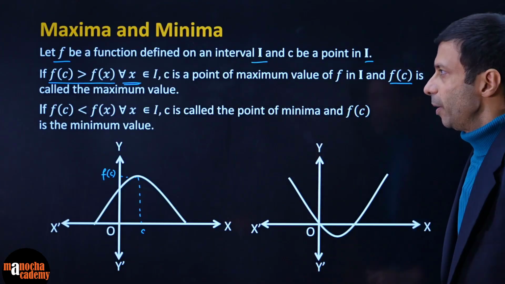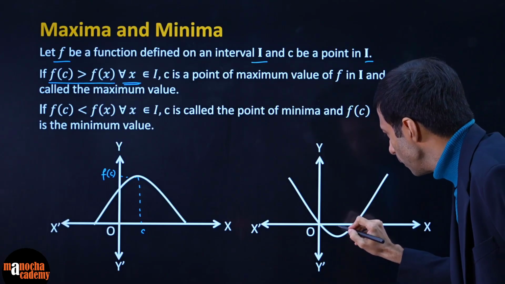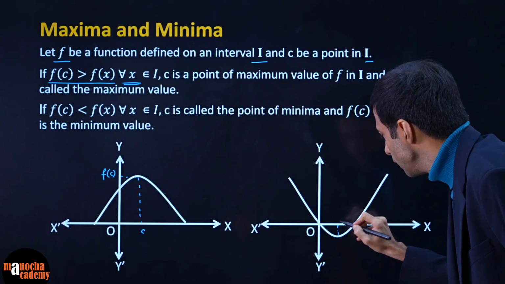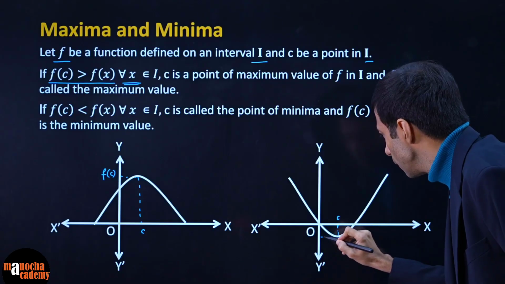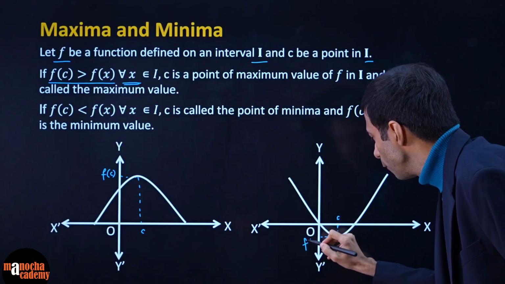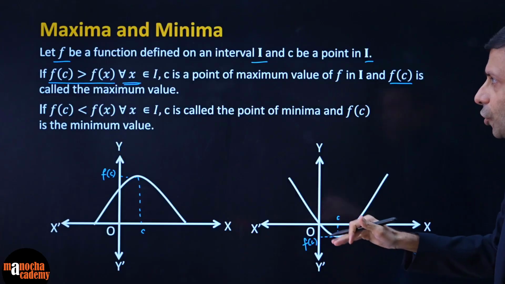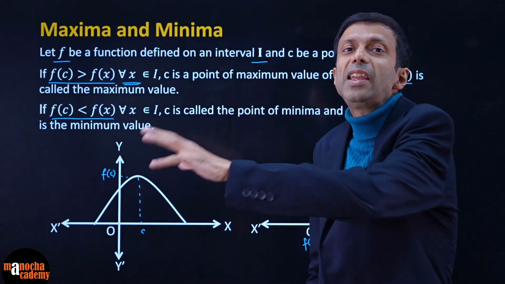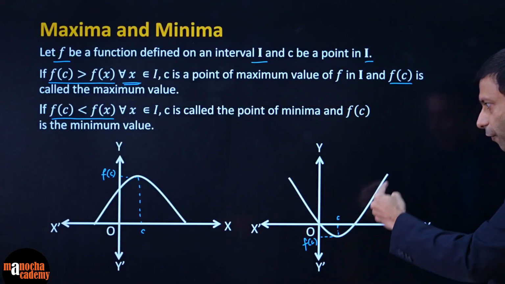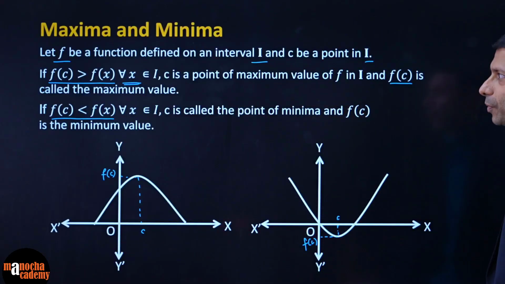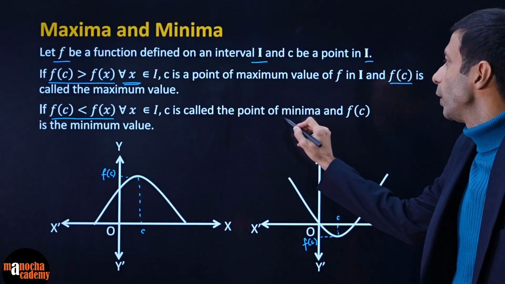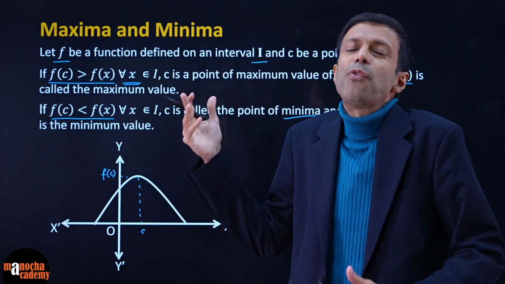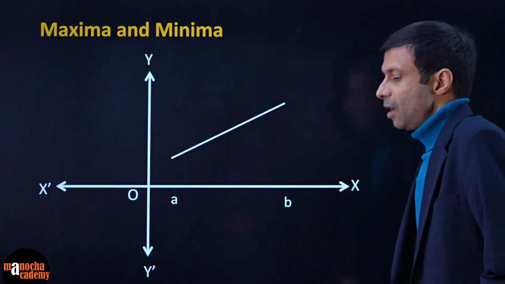Similarly, same thing for the minima. You can see the minima is happening here at the point c over here, and the minimum value is f(c). So what is the condition? That this f(c) must be lesser than all the f(x). So compared to all the f(x), this is the lowest value, right? And that's why we call it the point of minima. So this is the formal way of writing it in the book.